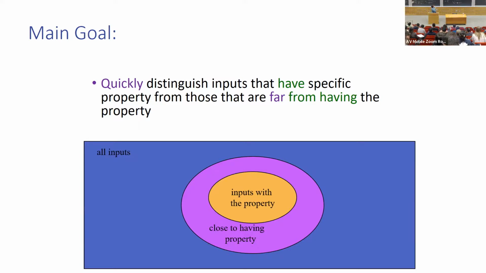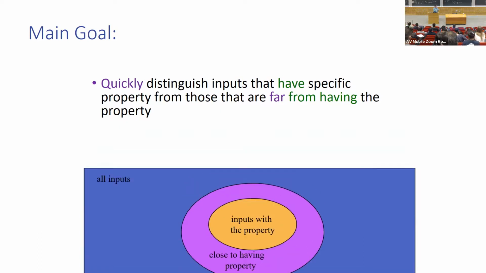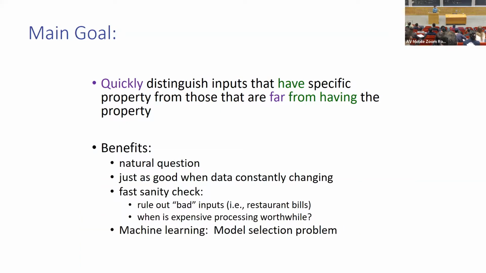And what we're going to say is these purple guys in the middle there, you can either say they have the property, which is kind of close to the truth, but not quite, or you can say they don't have the property, which is true. They don't have the property. And this leeway on this purple set is going to allow for much faster algorithms. So the fact that I'm giving you this leeway on these close inputs is helping. All right, why would you allow that? Well, it's sort of a natural question. It might be just as good if your data is constantly changing anyway.